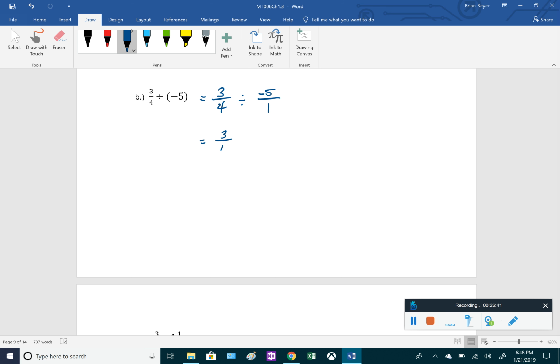Okay, so keep, change, flip. Keep the first one the same. Change the multiplication. So we're multiplying by -1/5. And it looks like nothing's going to cancel here, so let's multiply. So -3/20.